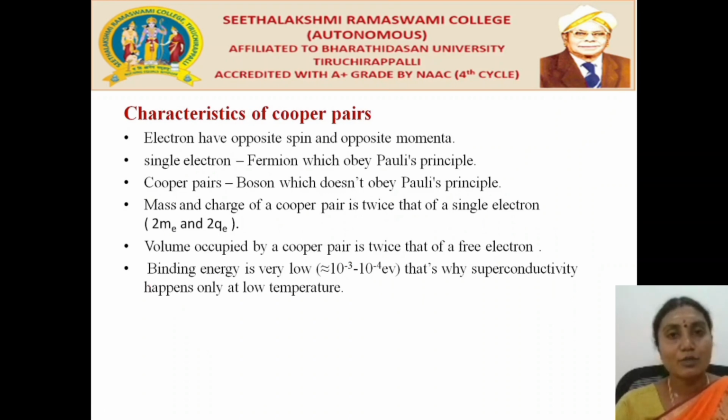These are the characteristics of Cooper pairs. The electrons have opposite spin and opposite momentum. A single electron is a fermion which obeys Pauli's exclusion principle. A Cooper pair is a boson which does not obey Pauli's exclusion principle. The mass and charge of a Cooper pair is twice that of a single electron. The volume occupied by a Cooper pair is twice that of a free electron. The binding energy is very low, approximately 10 to the power minus 3 to 10 to the power minus 4 electron volt. That's why superconductivity happens at a very low temperature.